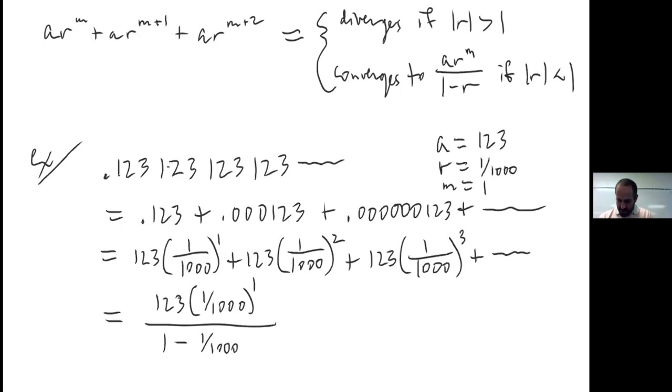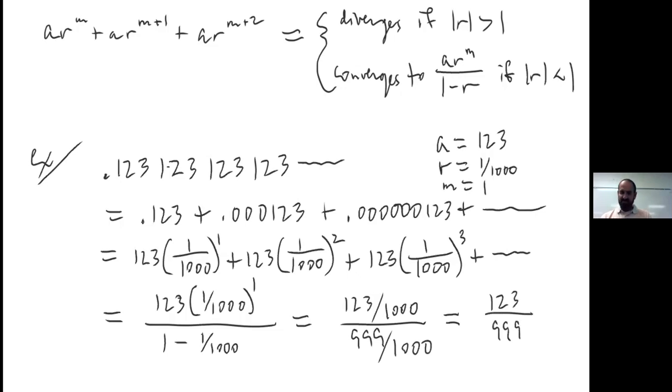divided by 1 minus 1/1000. Let's do a little bit of arithmetic here. What's 1 minus 1/1000? 999/1000, right? So this is 123/1000 divided by 999/1000. So what's this as a fraction? 123/999. So we just converted that gnarly decimal into its fractional equivalent form.